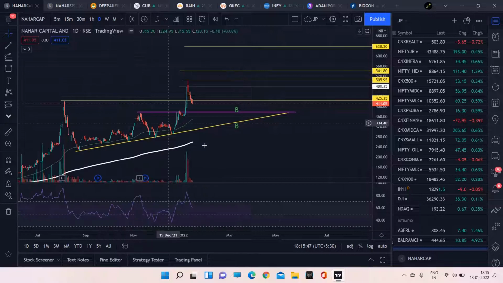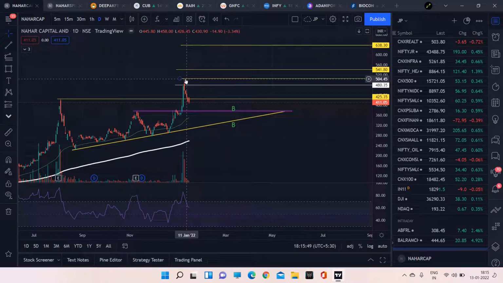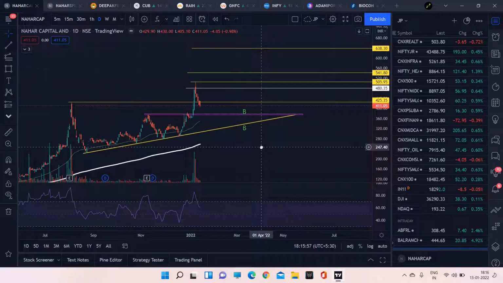So if you see Nahar Capital, a few days back it faced resistance at 505.95, and currently it retested this level, but it couldn't sustain, and it is again coming back to the lower levels. That is in this zone.